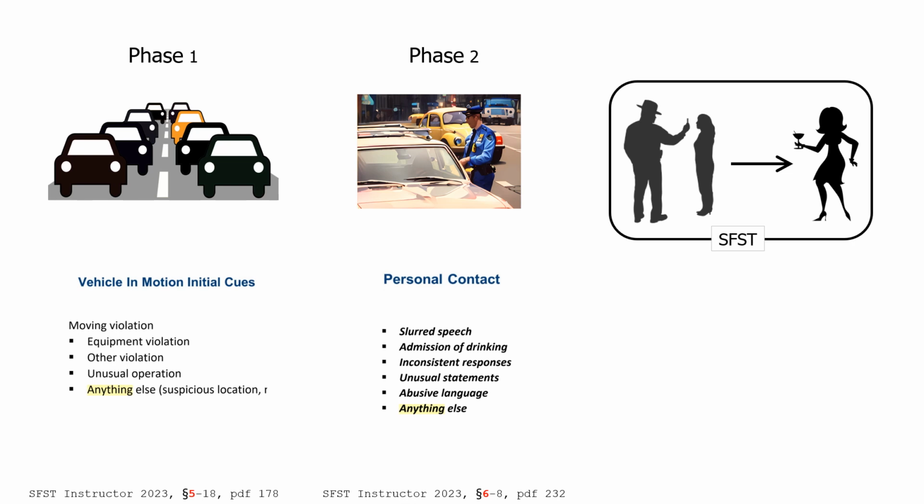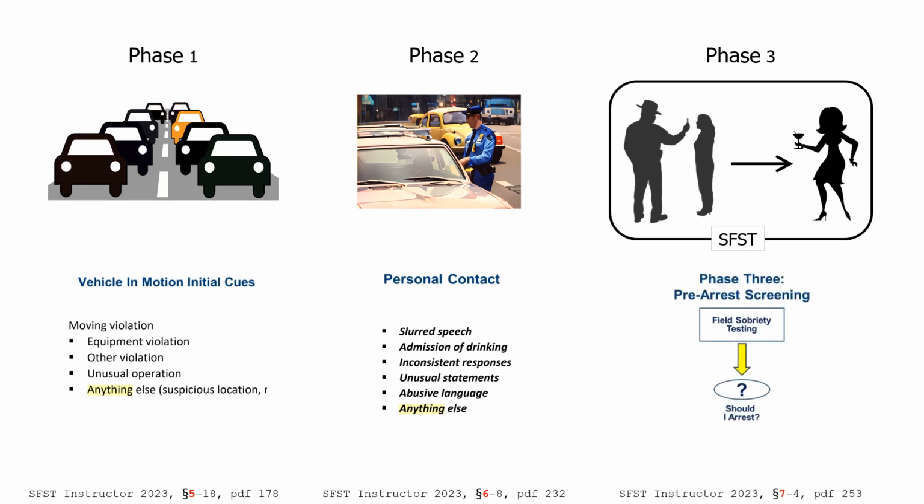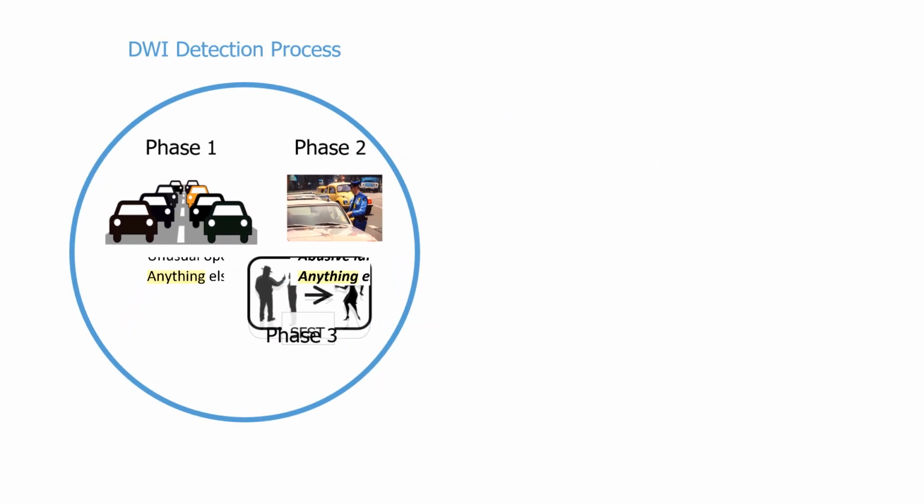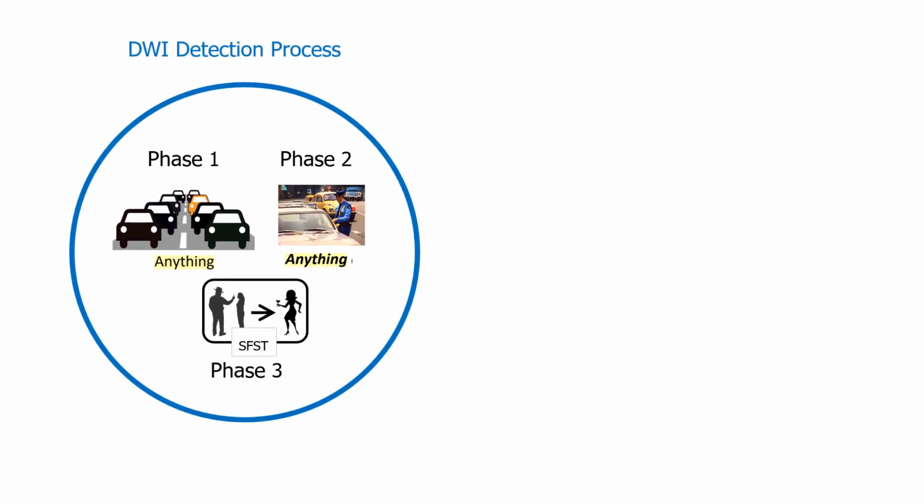Some drivers pass phase 1 and phase 2. The officer doesn't think they're drunk or high. He sends them on their way without alcohol testing. Other drivers fail phases 1 and 2, and the officer takes them on to phase 3. Police call this pre-arrest screening. Only now, in the last of the 3 phases, does the officer do the SFST. NHTSA and the IACP, the National Highway Traffic Safety Administration and the International Association of Chiefs of Police, lump all those phases together into one thing that they call the DWI detection process.